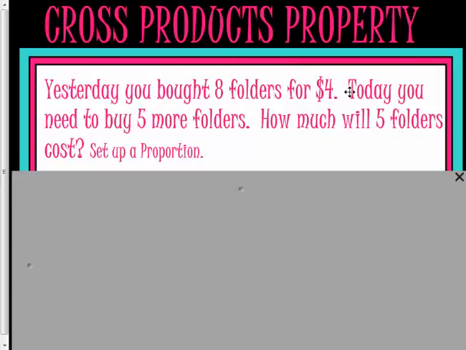So yesterday you bought 8 folders for $4. Today you're buying 5 more folders. So we want to know how much you're going to pay for those 5 folders today. Okay, you're not buying a total of 13. You've already bought these 8. You're buying 5 now. So set up your proportion and I'll be back in just a second to show you what I did.